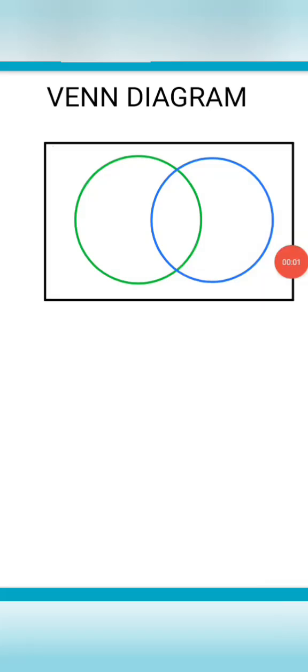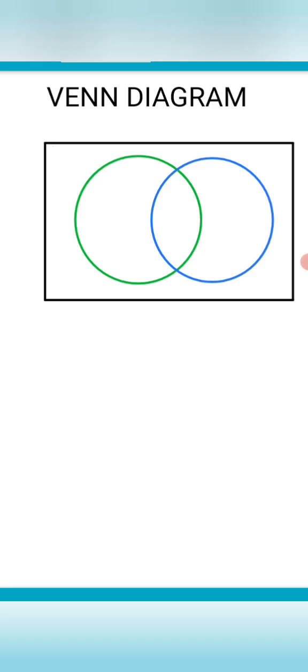Welcome back, guys. So today we are going to be discussing Venn diagrams. A Venn diagram is like the other part of sets. In the first class, we dealt with the main notation of sets and all. So now we are going to be dealing with Venn diagrams.